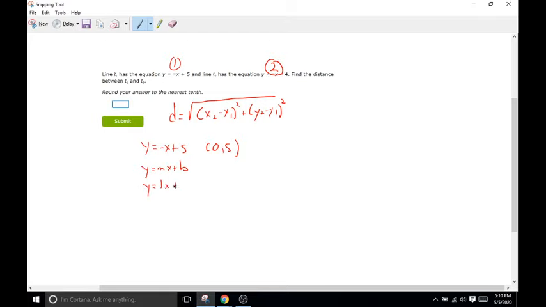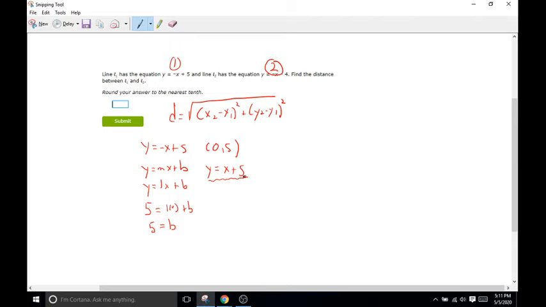1x plus b. All right, and now we have our point here, and we're going to plug that into our y and x. So we'll do 5 equals 1 times 0, which is 0, plus b. So we're just left with 5 equals b. And so the equation of our perpendicular line is going to be y equals x plus 5. Okay, that's going to be the equation of our second line, just like that.